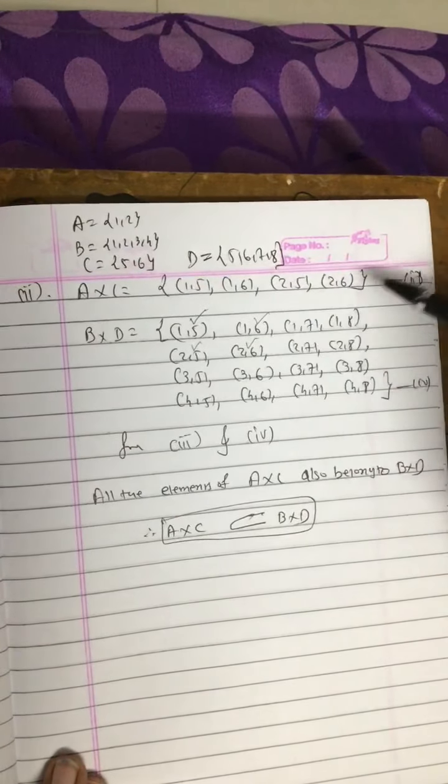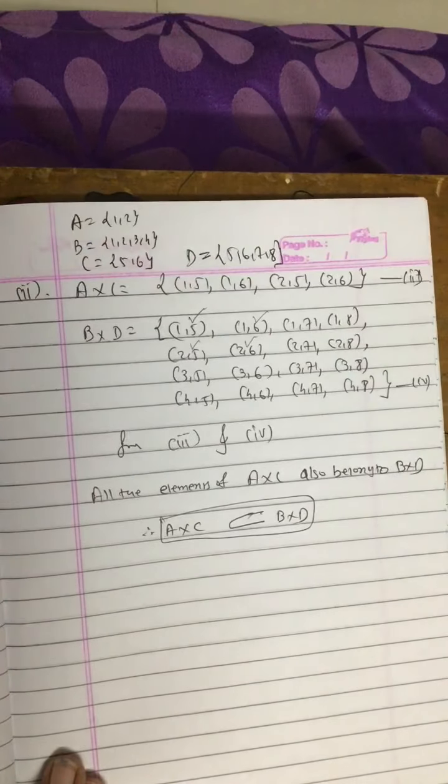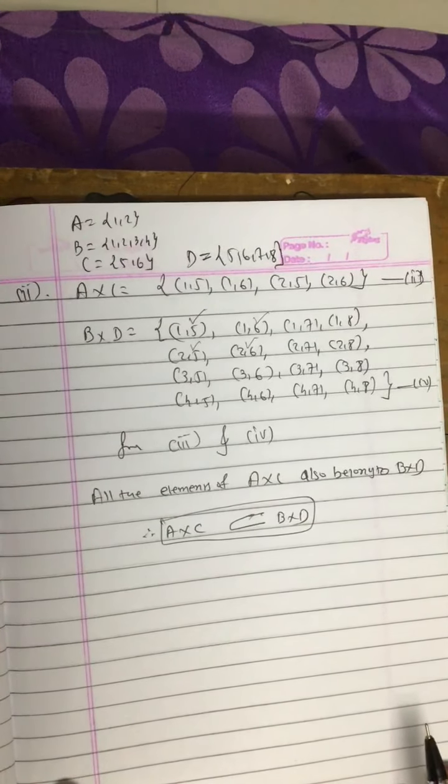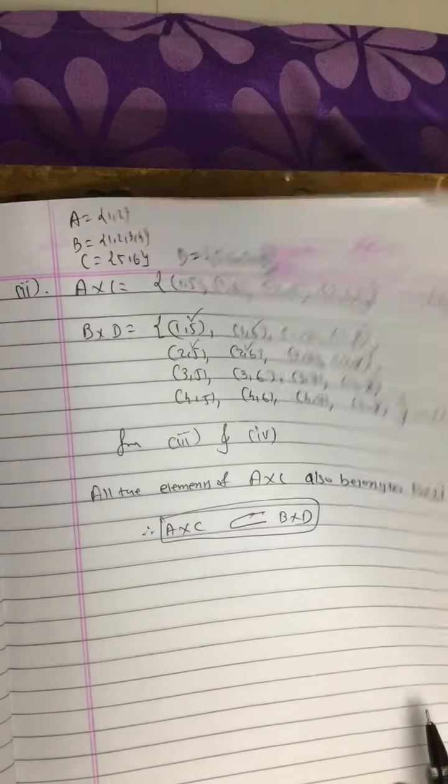So there are 4 elements in A cross C. All the 4 belong to B cross D. So as all the elements of A cross C belong to B cross D, that is why A cross C is a subset of B cross D. So the second result also we got verified.